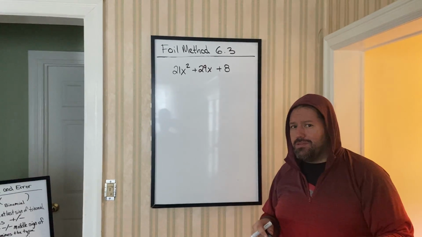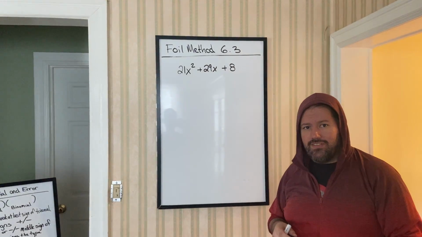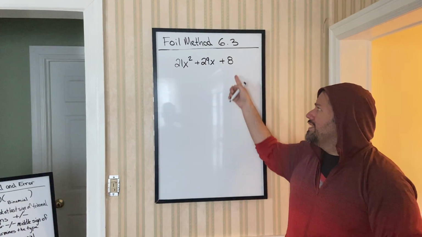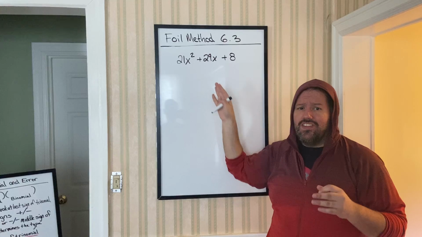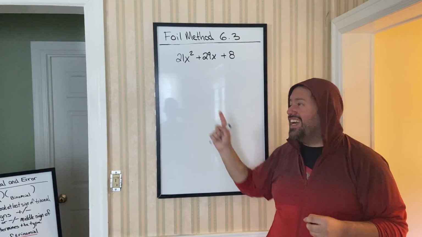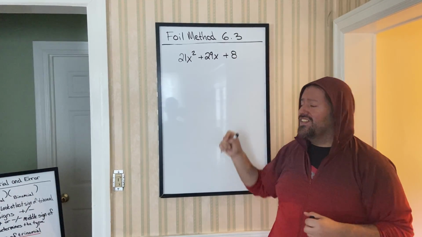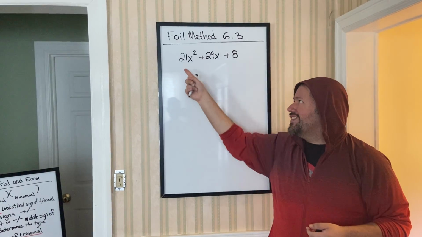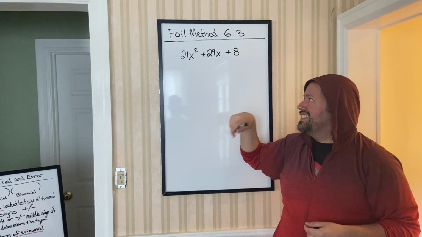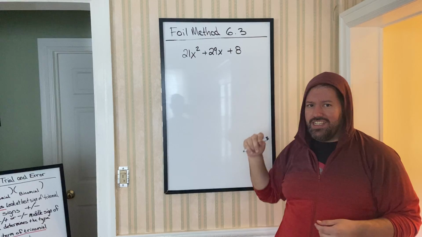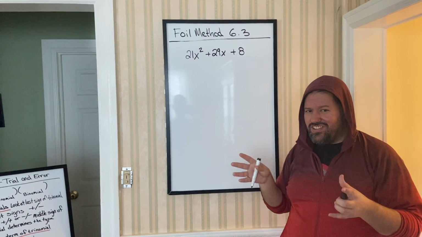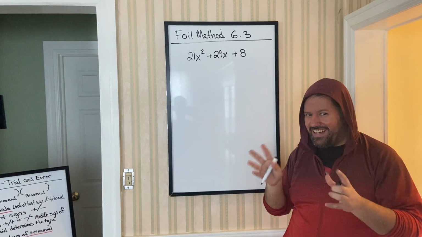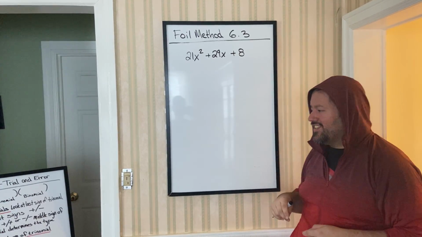We did a simpler problem last time using the FOIL method. I have another one. This one's going to be trickier. The reason why this one's a little trickier is because remember, the FOIL method works great if you have small numbers here. But here I got a little bit bigger. I have a 21 and an 8 instead of having a 2 and a 3. But it's the same steps, just going to be a little bit longer, a little bit more trial and error part on this, but we'll find the answer.